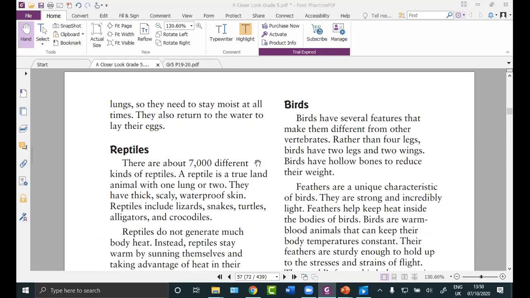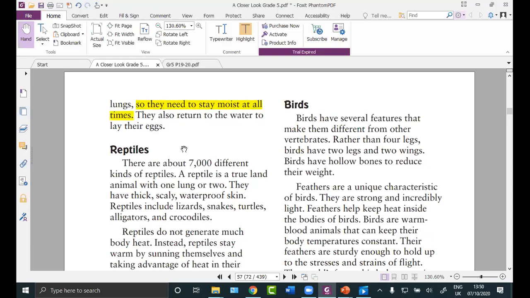Reptiles. There are about 7,000 different kinds of reptiles. A reptile is a true land animal with one lung or two. They have thick, scaly, waterproof skin. Reptiles include lizards, snakes, turtles, alligators, and crocodiles. Reptiles do not generate much body heat. Instead, reptiles stay warm by sunning themselves and taking advantage of hot places.